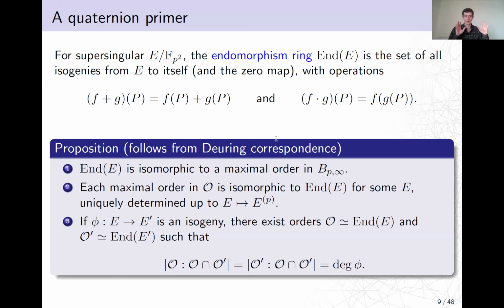I've done the primer on quaternions and endomorphism rings. Any clarifications that people would like to make before I move on?